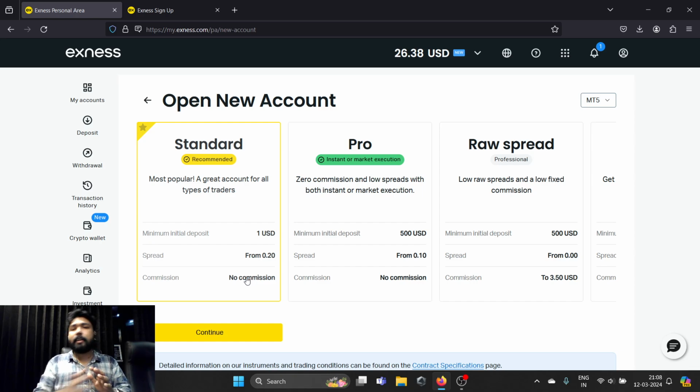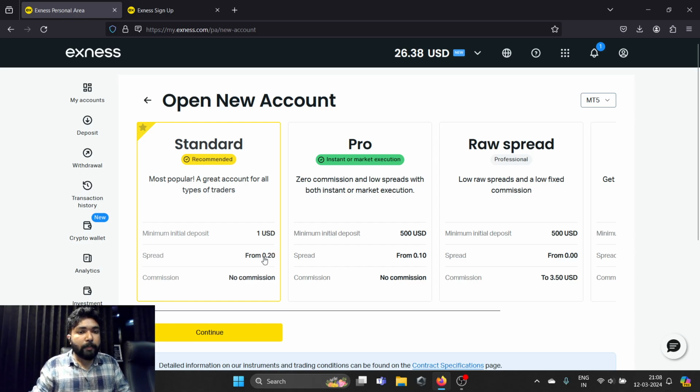So that's the thing. You can take any number of trades. They won't charge you any single penny, any single US dollar. You can trade as much as you want, but you would be charged the spread. And also spread doesn't mean that it should be fixed at 0.20. Most people think that it's just 0.20. Yeah, I can start with that.